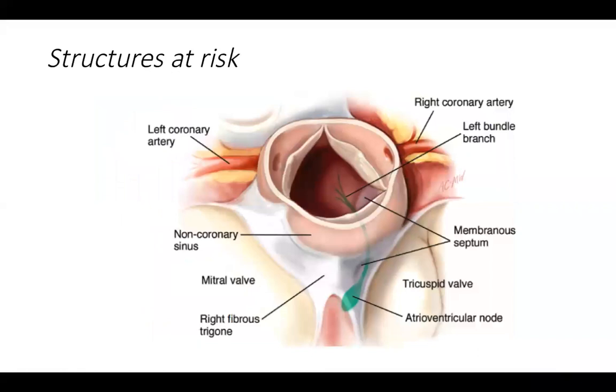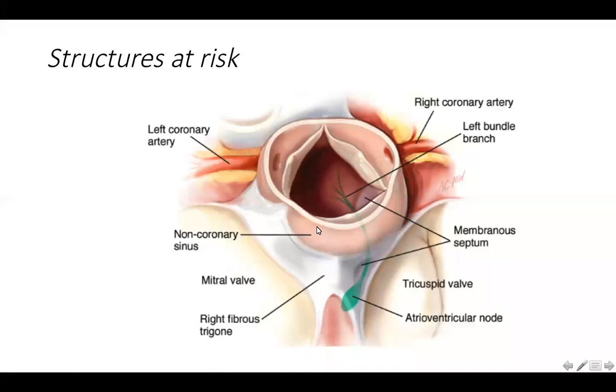A very important picture is the structures related to the aortic valve, and we have to know them during our procedures on the aortic valve. The ventricular septum lies between the left and right, and the membranous septum is between the right coronary cusp and the non-coronary cusp. Beneath that is the left bundle branch. The area between the left and non-coronary cusp is the aortomitral curtain.